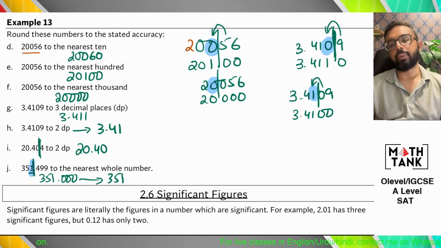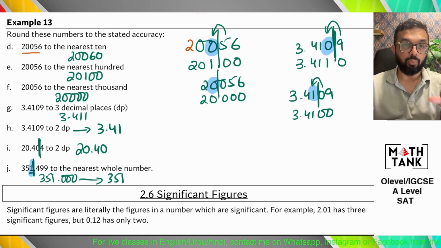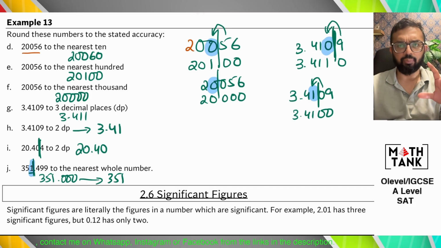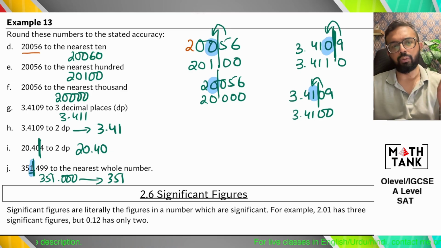That was about estimation and rounding off. We're going to talk more about approximation and estimation later on. There are some past paper questions once I teach you more about significant figures. Significant figures is a relatively more complicated topic, so we'll do it in the next video. Thank you for watching.